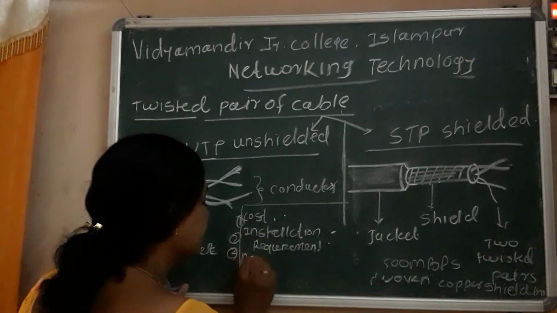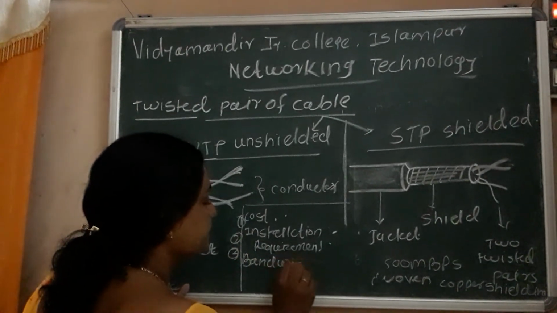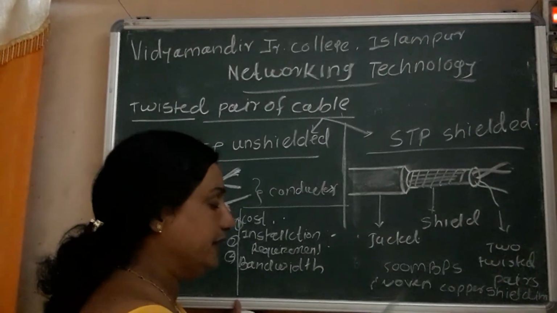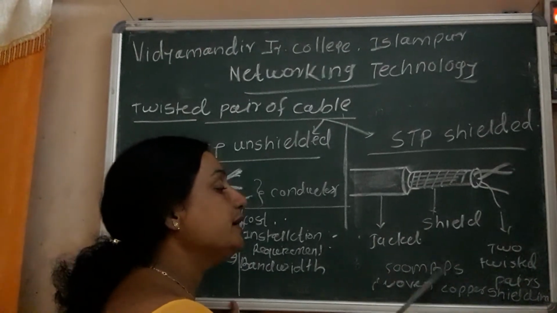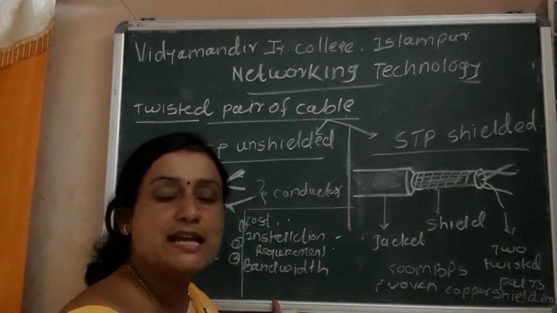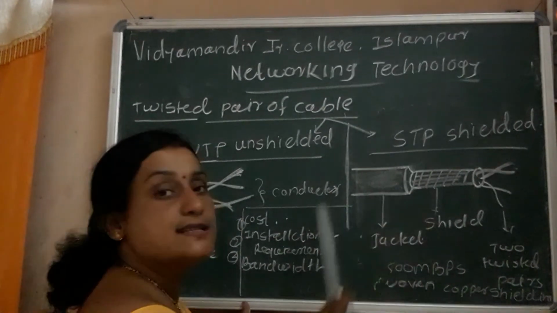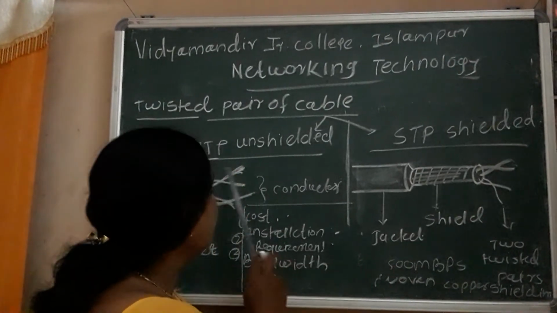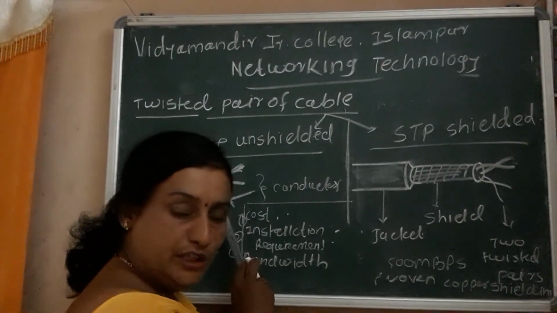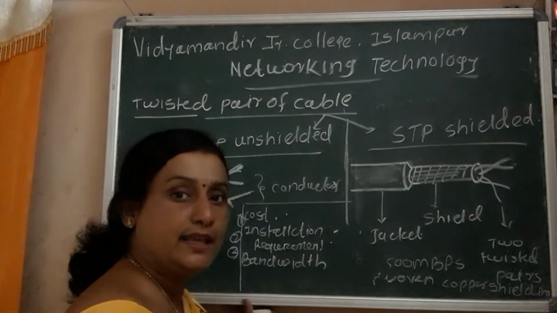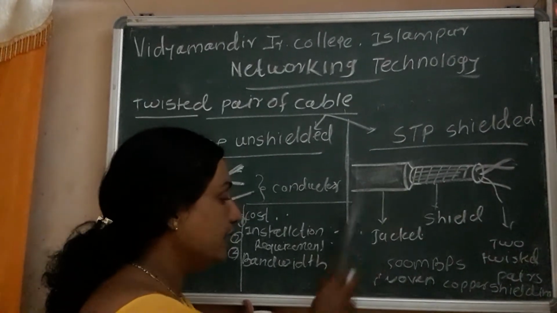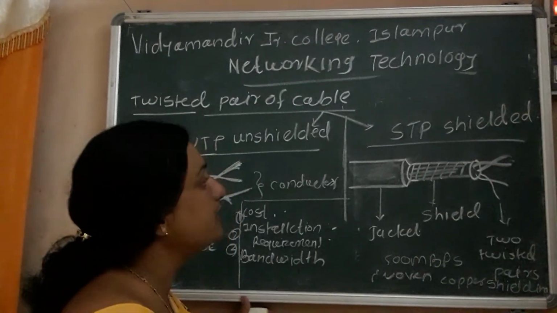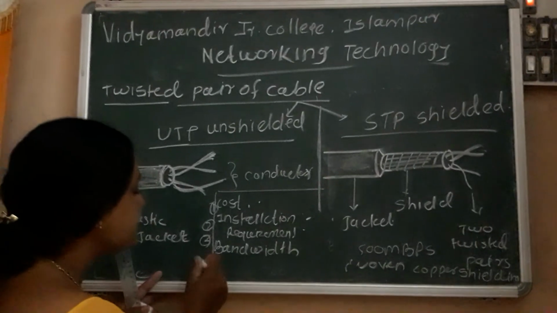Next characteristic is bandwidth. It is also 100 Mbps, but practically up to 500 Mbps data can be transmitted at a time using the STP. That is, bandwidth of the STP cable is greater than the UTP. In the UTP 100 Mbps data can be transmitted, but in STP theoretically up to 500 Mbps data can be transmitted at a time by using the STP.